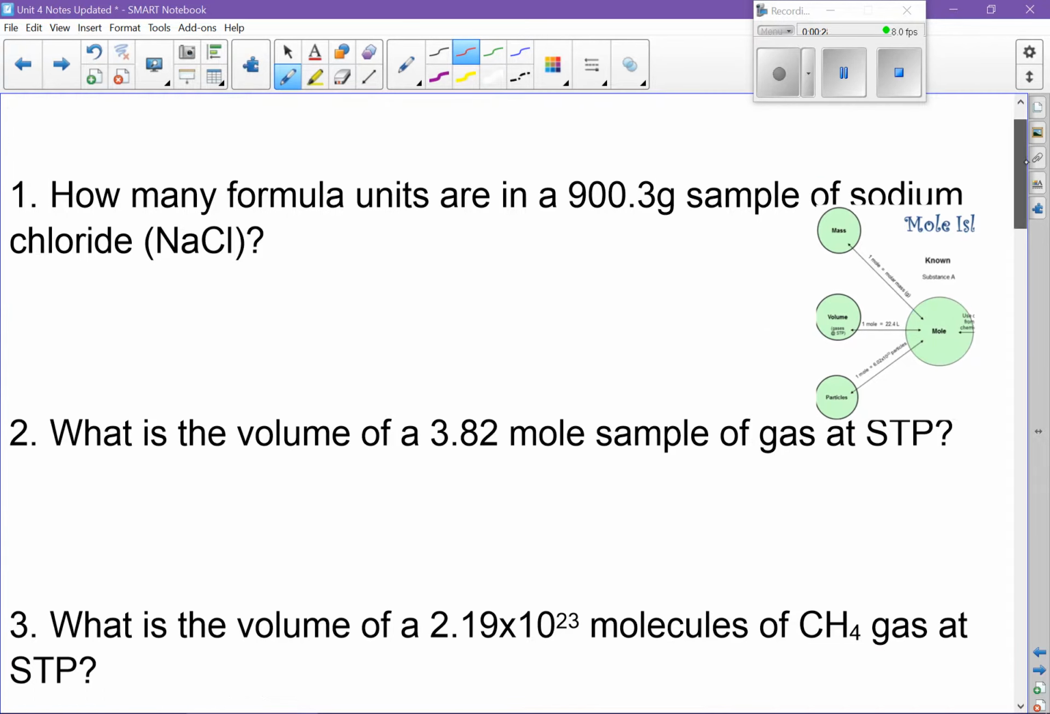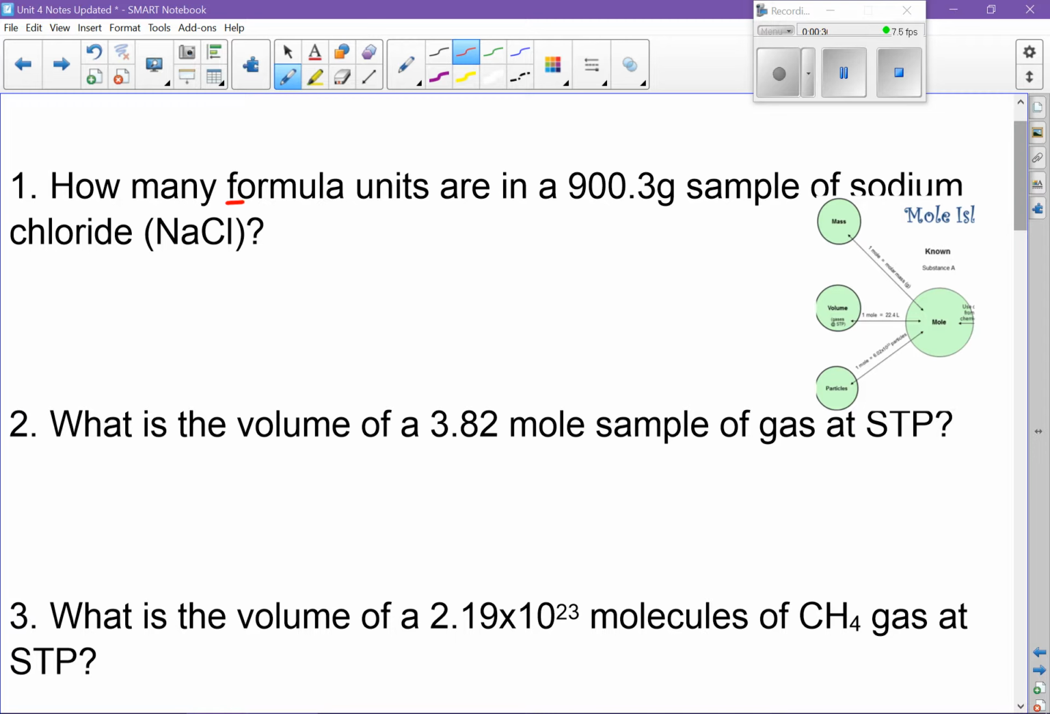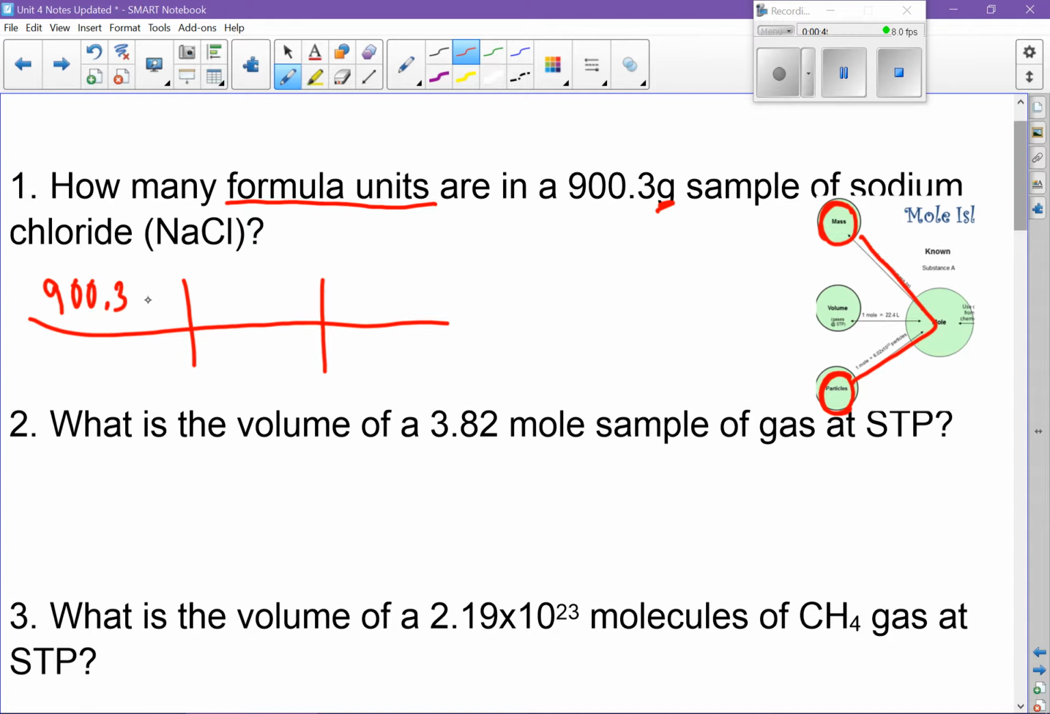If I look at the first one, I see formula units and I see grams. Remember, formula units live down here on particles and grams lives up here on mass. This takes 2 steps to happen, so I'm going to draw my double fence. Remember, always start with the number from the question, so 900.3 grams. Don't need anything down there, and we're just going to work on the units. Grams up, grams down. That's here. The only place that I can go from that island is over here to mole. So I'm going to go to mole next.